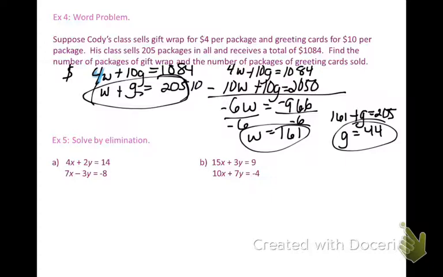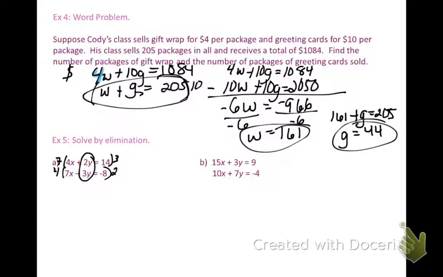Okay, now example 5 is a little different. This time you can't just multiply the bottom or the top. You have to multiply both of them. Now, which one do we want to get rid of? On A, there's two ways I could do this. I can get rid of the x's by multiplying the top one by 7 and the bottom one by 4. Or I can get rid of the y's. I can multiply the top one by 3 and the bottom one by 2.